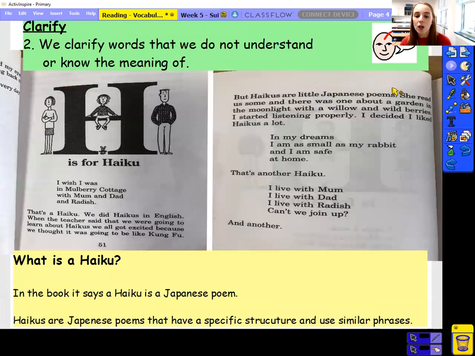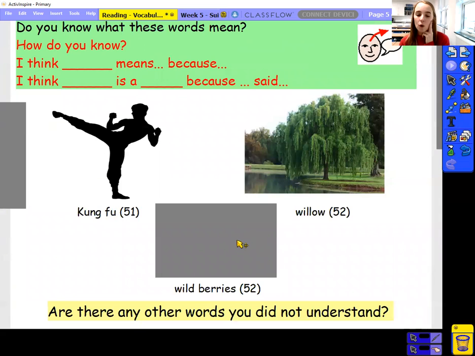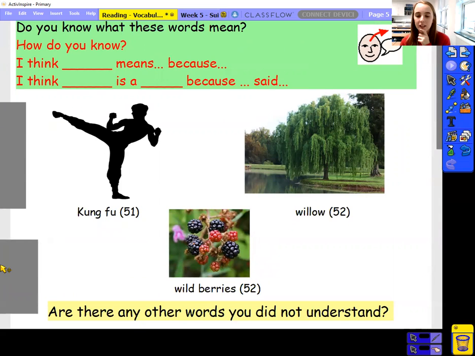Okay, the next word is willow. And it says here, she read us some, and there was one about a garden in the moonlight with a willow. Now, I know it must be a noun because it's got that determiner, a willow. So it's in a garden. What do we find usually in a garden? In the moonlight with a willow and wild berries. What do we think the willow and the wild berries might be? Again, you can use a dictionary, Google, or you might want to have a chat or just think yourself.